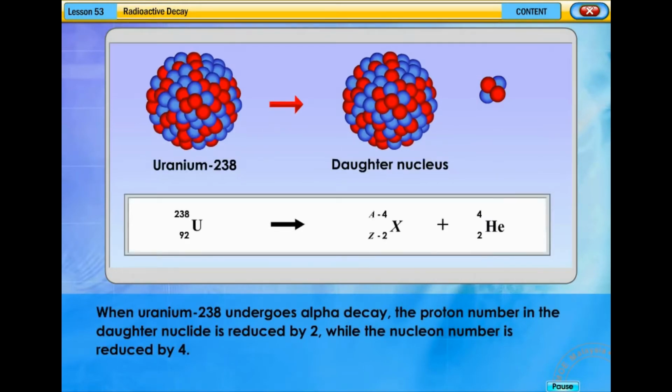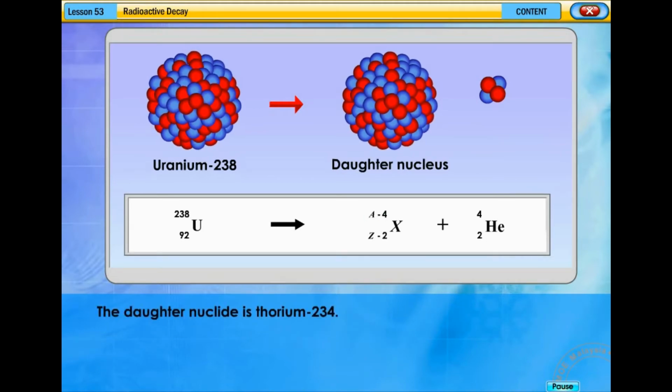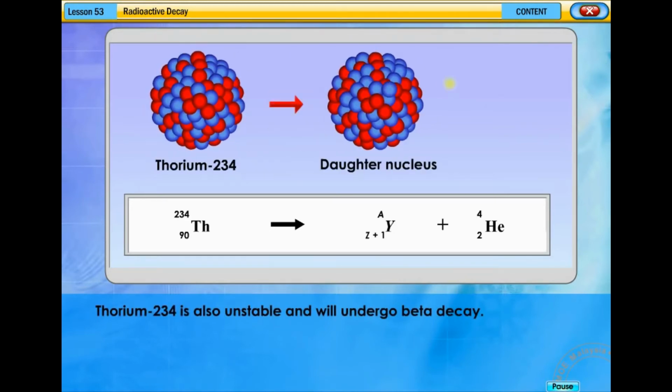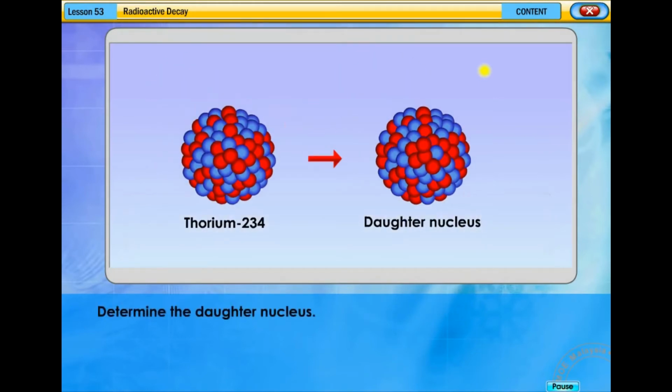When uranium-238 undergoes alpha decay, the proton number in the daughter nuclide is reduced by 2, while the nucleon number is reduced by 4. The daughter nuclide is thorium-234. Thorium-234 is also unstable and will undergo beta decay. Determine the daughter nucleus.